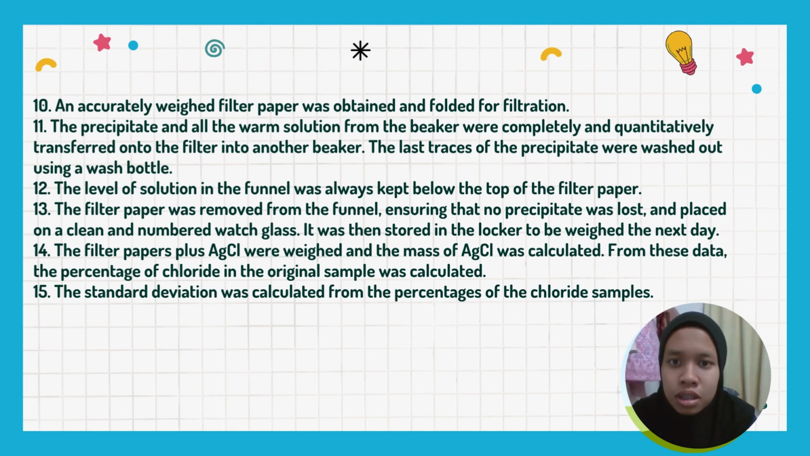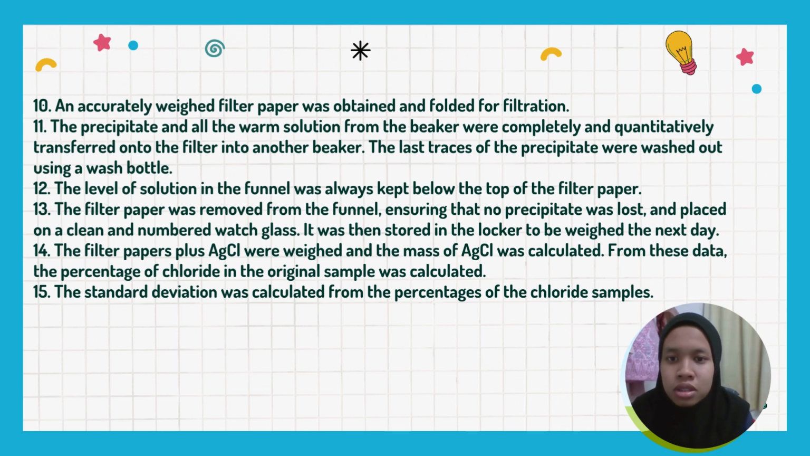11. The precipitate and all the warm solution from the beaker were completely and quantitatively transferred onto the filter into another beaker. The last traces of the precipitate were washed out using a wash bottle. 12. The level of solution in the funnel was always kept below the top of the filter paper. 13. The filter paper was removed from the funnel, ensuring that no precipitate was lost, and placed on a clean and numbered watch glass. It was then stored in the locker to be weighed the next day.